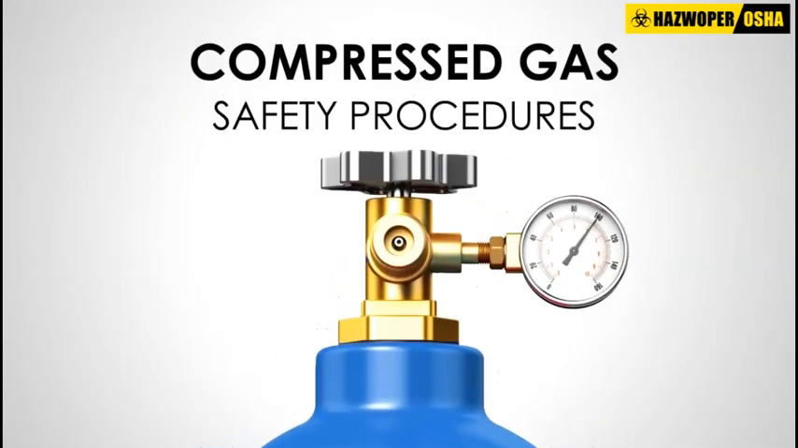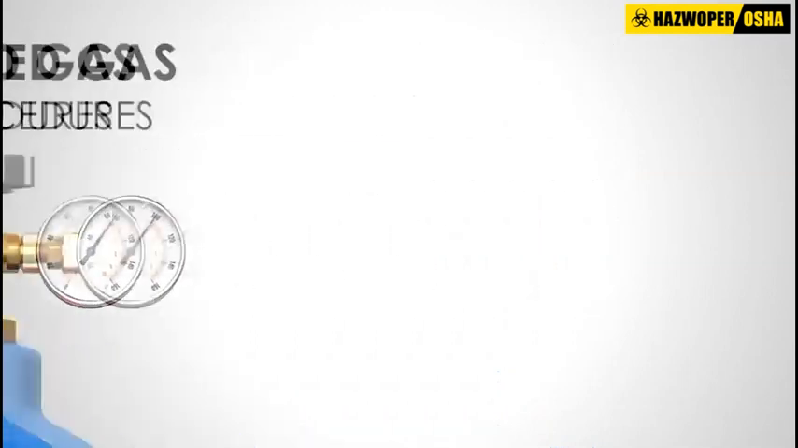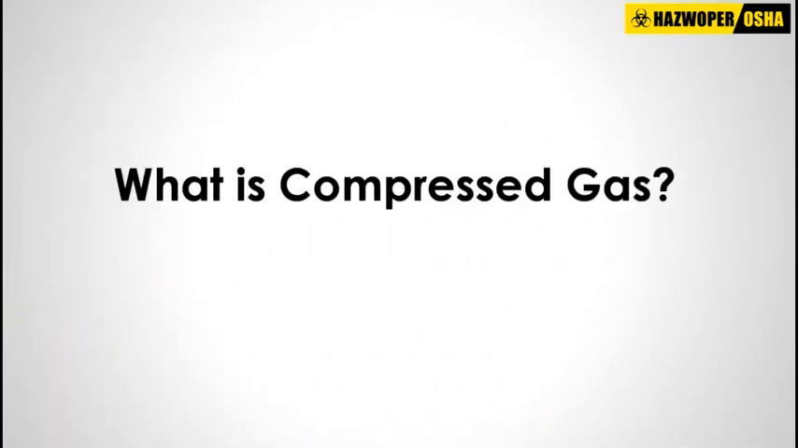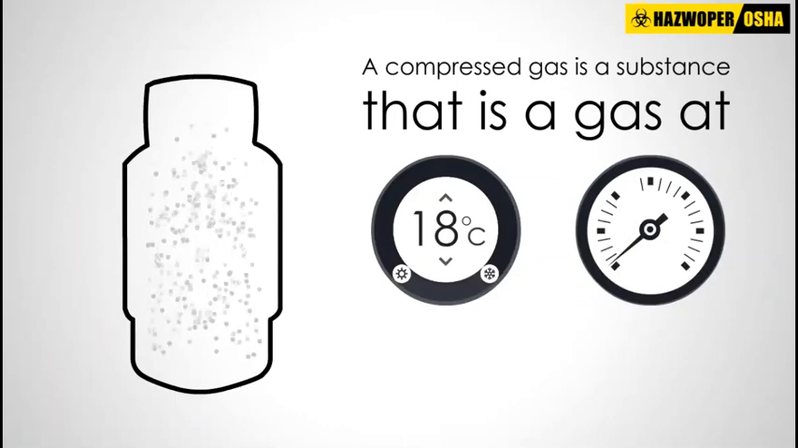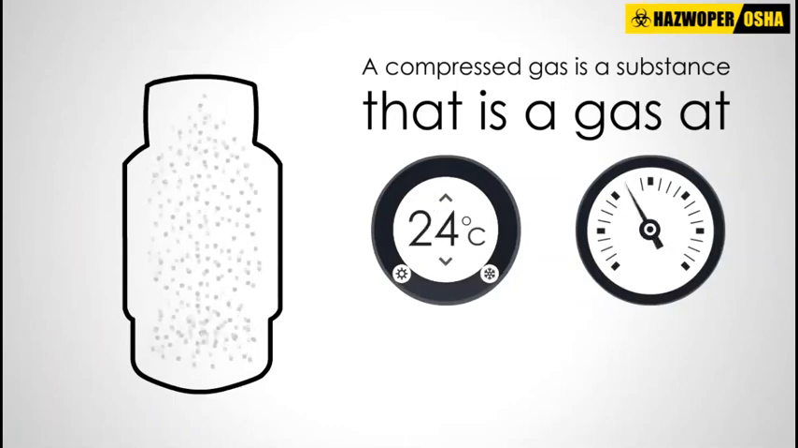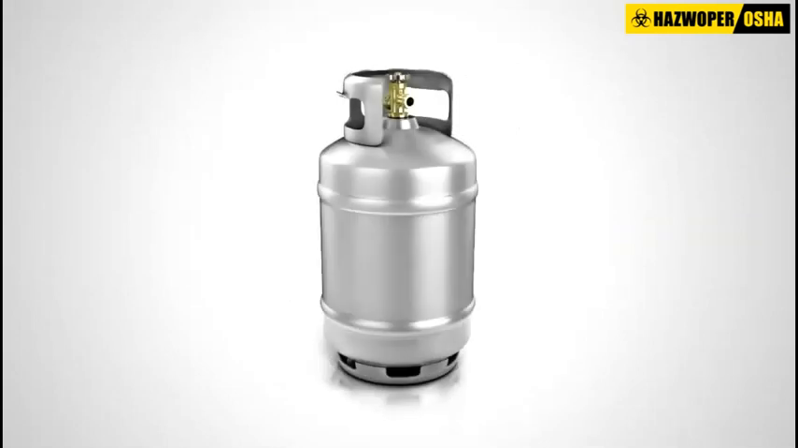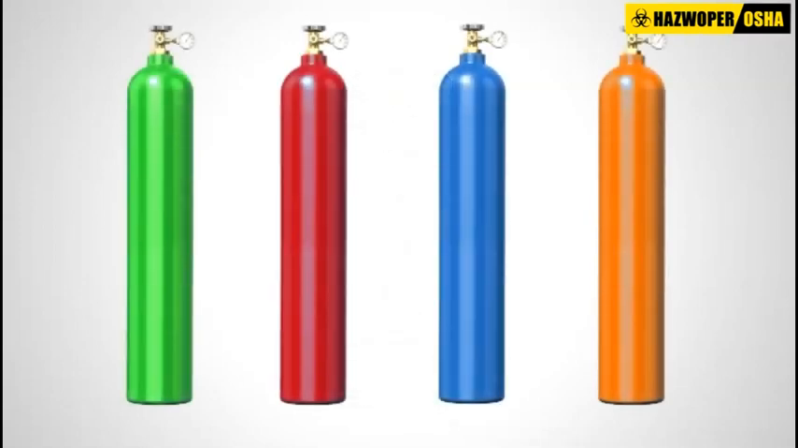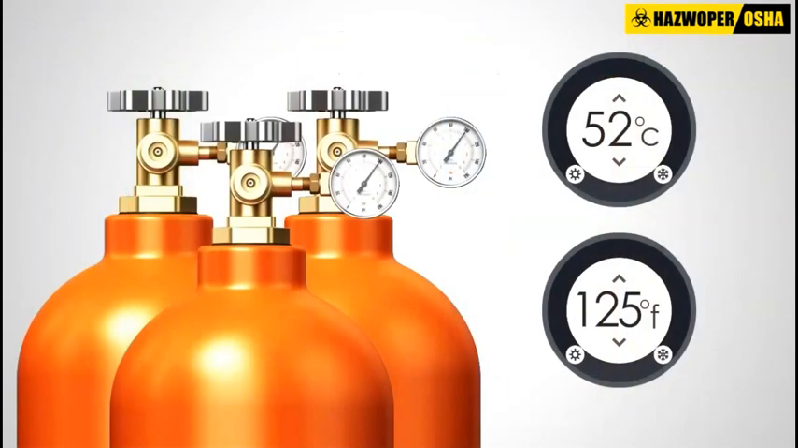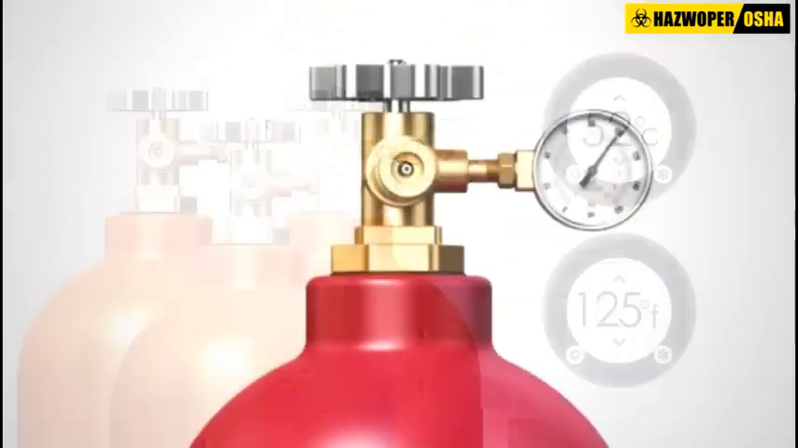Compressed gas safety procedures. A gas contained under pressure at normal room temperature and atmospheric pressure is known as a compressed gas. Compressed gas is usually stored in a steel or aluminum cylinder. All compressed gas cylinders are under high pressure and therefore present two separate hazards at the same time: chemical exposure from the substance inside the cylinder and physical injury if the cylinder explodes.